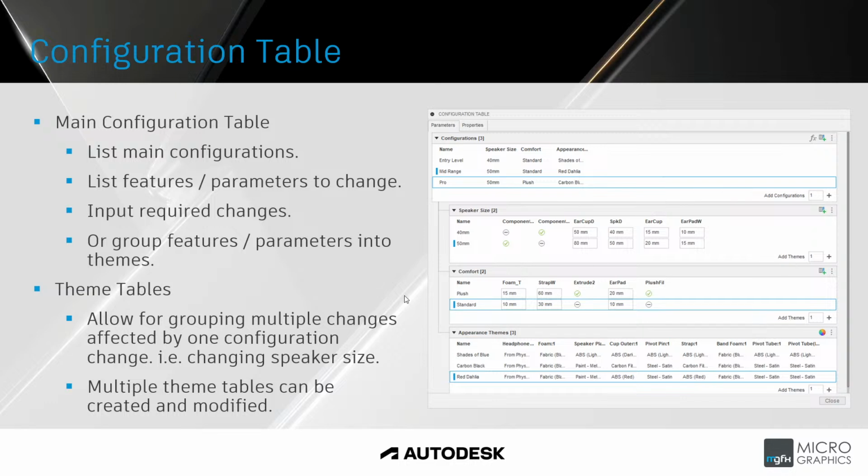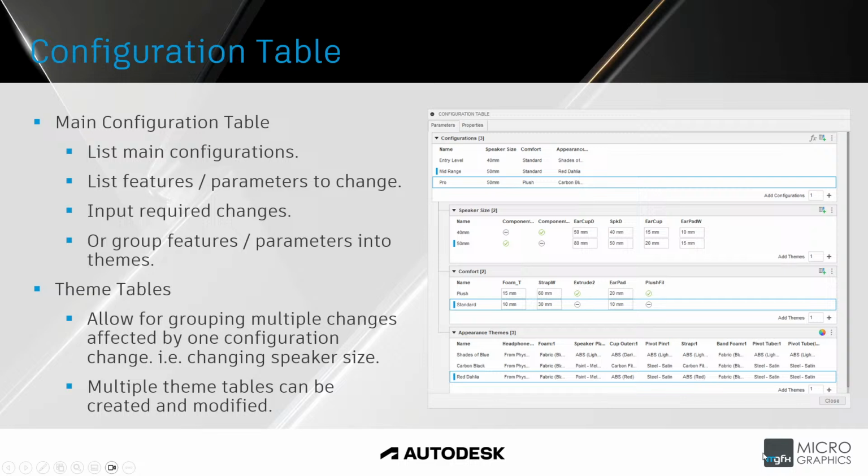So the theme tables, in a nutshell, allow you to group multiple changes that are affected by one configuration change. In other words, we can change from a 50mm speaker to a 40, but that requires changes to different components and different parameters within the design. And we can see, obviously, multiple theme tables can be created and modified as needed.